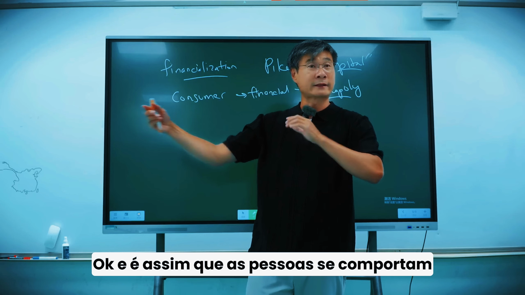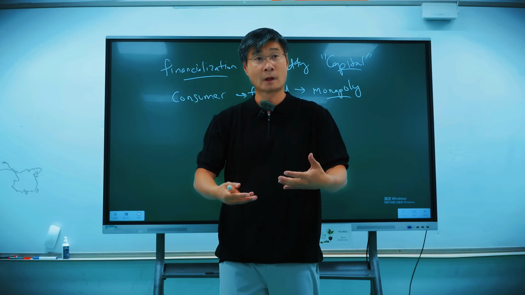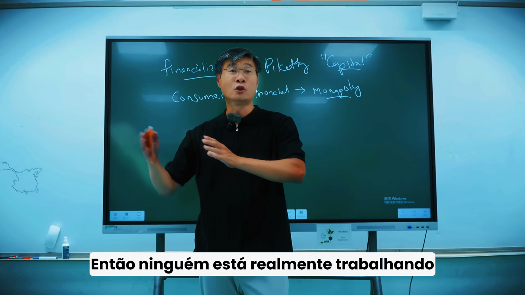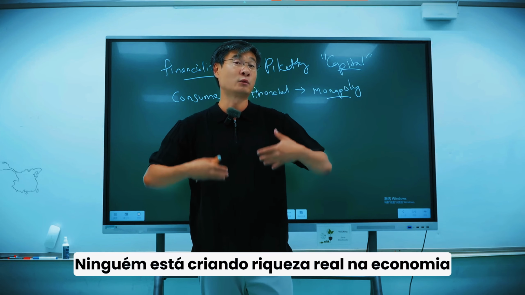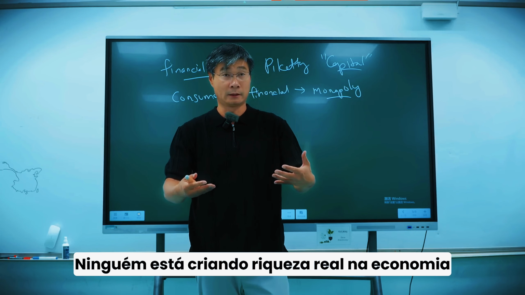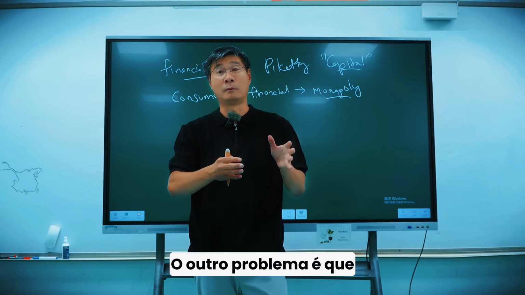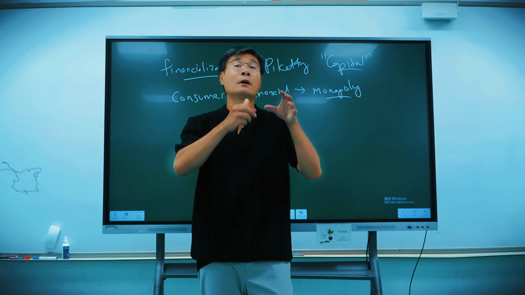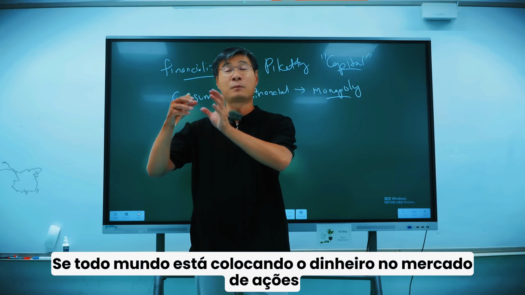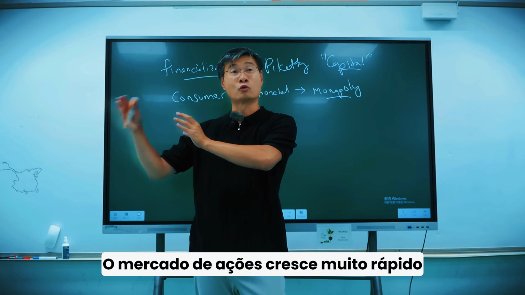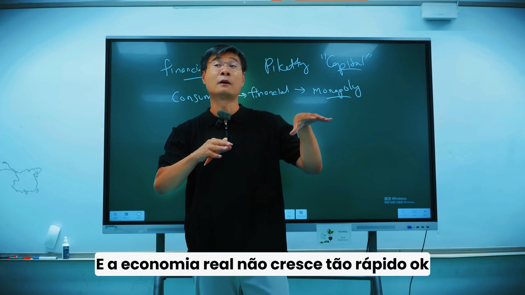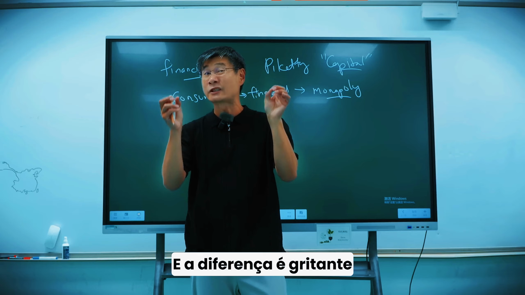Okay? And that's just how people behave. The problem is that if too many people do that, then no one's really working. No one's creating real wealth in the economy. The other problem is that because of the way capitalism is set up, if everyone's putting the money in the stock market, it grows too fast. And the real economy does not grow that fast, okay? And the difference is stark.